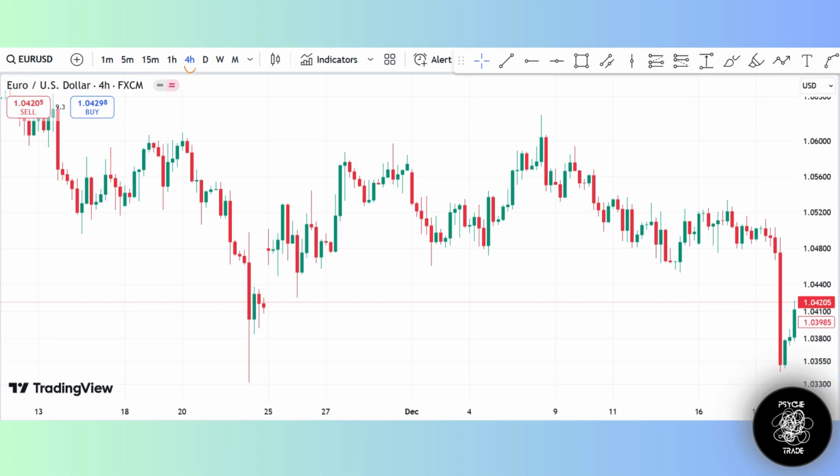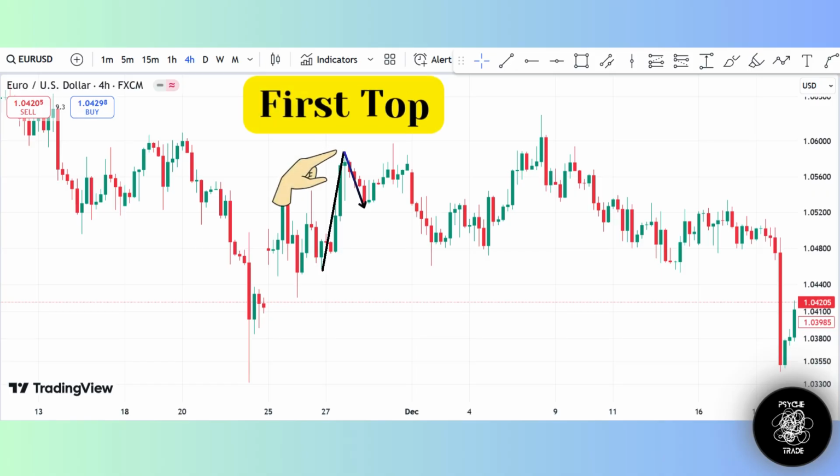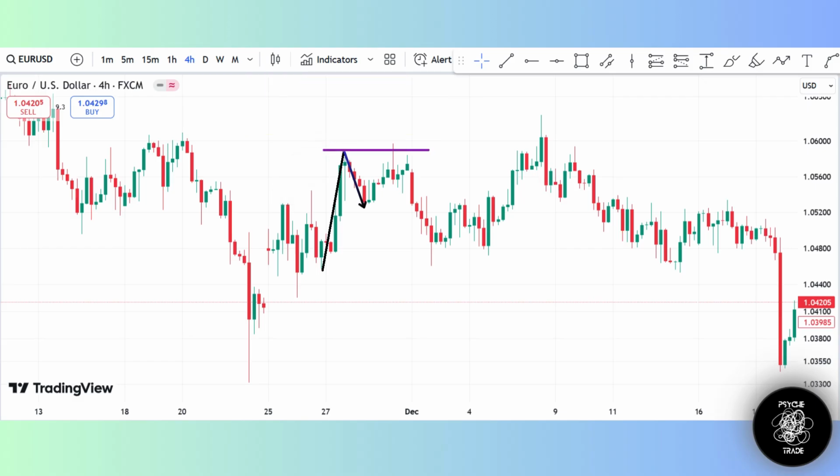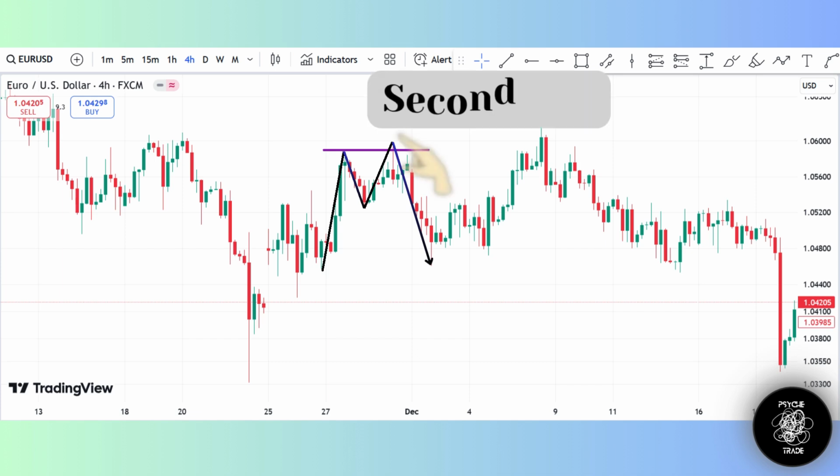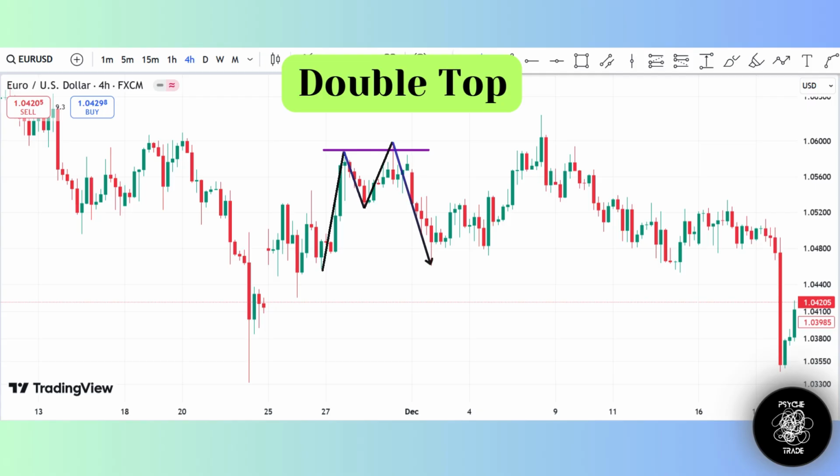Here, in the 4-hour time frame, we notice a pivot where the price makes a reversal, forming what we consider the first top. After that, the price pushes higher, breaking above the first top, but then reverses sharply, forming a strong bearish pin bar candle, creating the second pivot. At this point, we can identify a potential double top pattern.